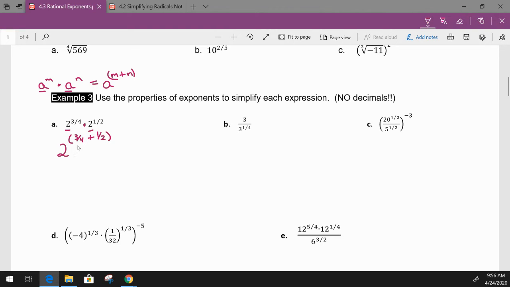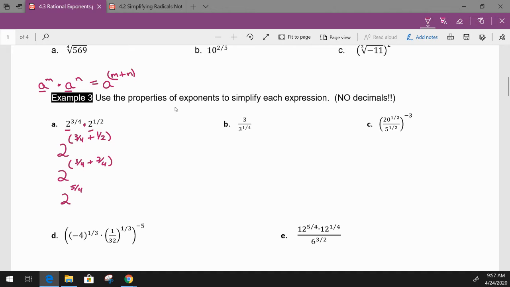Okay, so these are not nice whole numbers. I know we have fractions, but that's what rational exponents are. Rational exponents means fractional exponents. So now we have to add the 3/4 and the 1/2 together. But in order to add fractions, you have to have a common denominator. The common denominator between 4 and 2 is 4. So if I multiply the 1/2 in the numerator and denominator by 2, I will get 2/4. Now I can add the numerators and I get 2 to the 5/4 power.